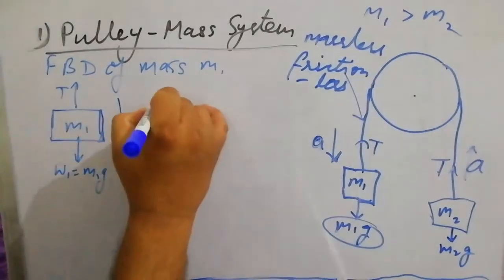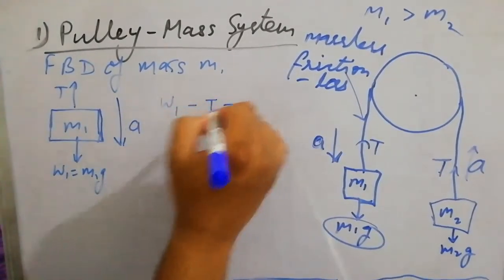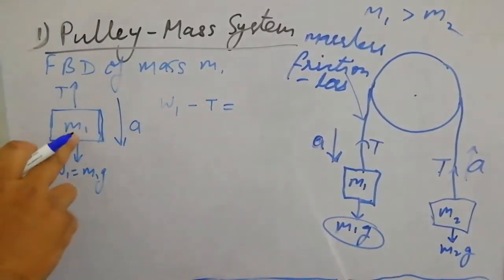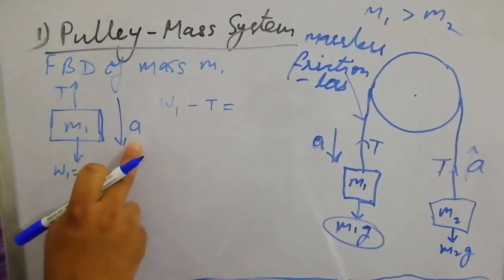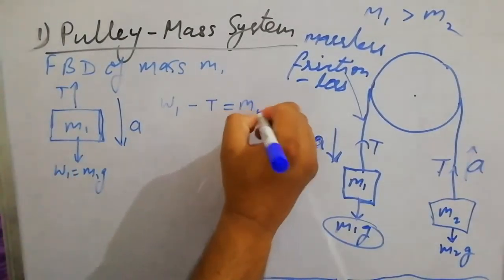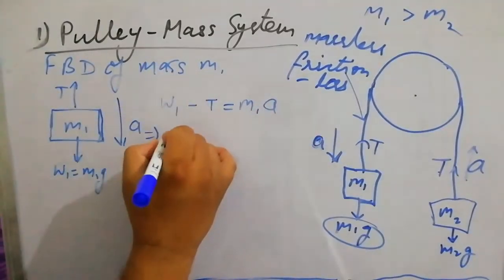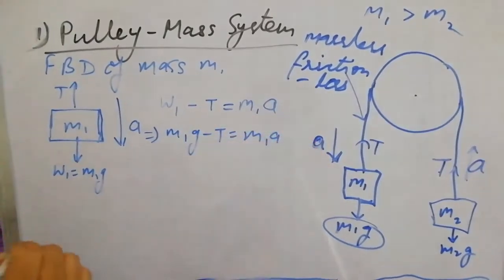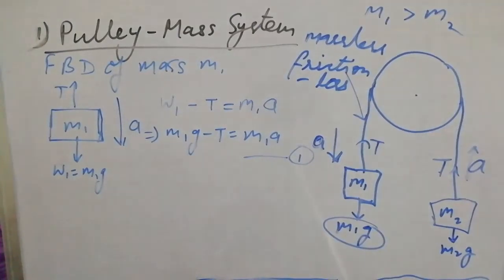So we will say w1 minus T will be equal to the net force. The mass is m1 and the whole body is moving with an acceleration of a, so the net force is mass m1 into a. In other words, m1g minus T is equal to m1a. Let us say this is equation first.